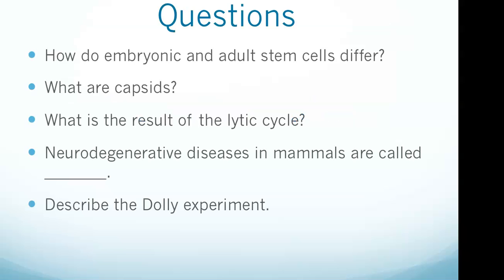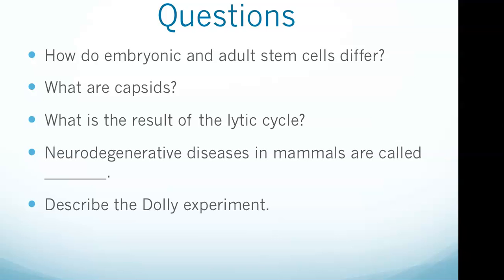Let's take a look at miscellaneous information. So we have 5 questions here, and these will show up again at the end of this pretty brief video. How do embryonic and adult stem cells differ? We will talk about stem cells here in the beginning. What are capsids? So we'll go over capsids.